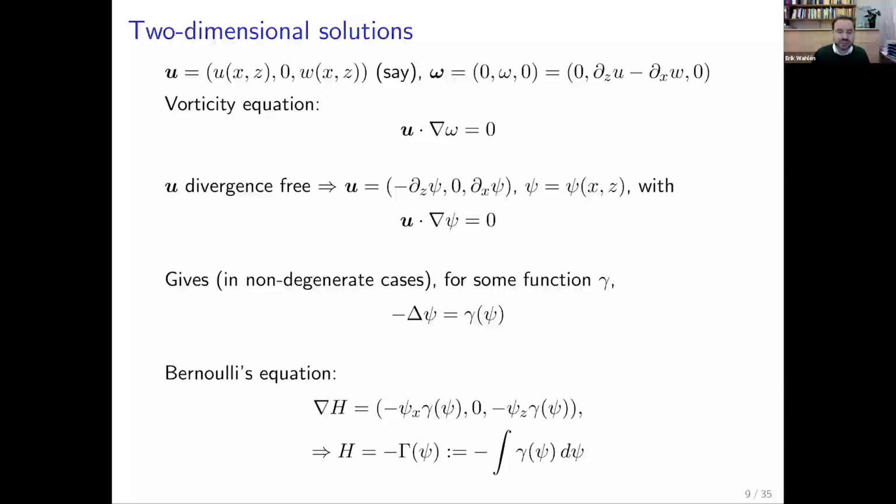And okay, so that's looking at the vorticity equation. You can also write down what the corresponding version of Bernoulli's equation is. It simplifies to this relationship between the Bernoulli function, the vorticity, and the stream function.